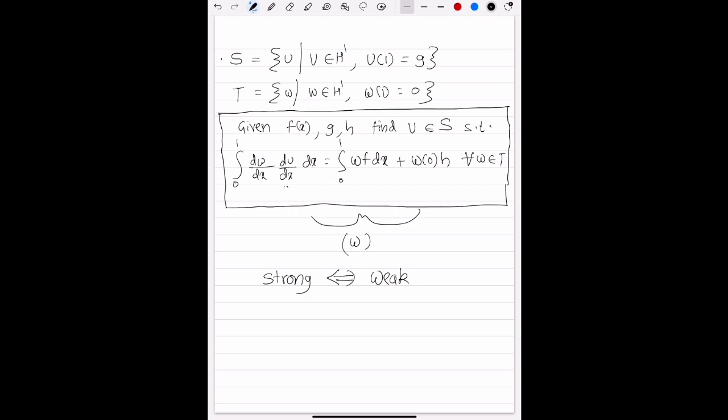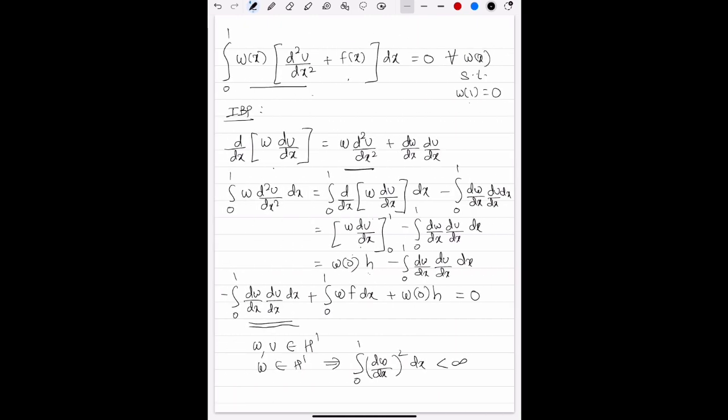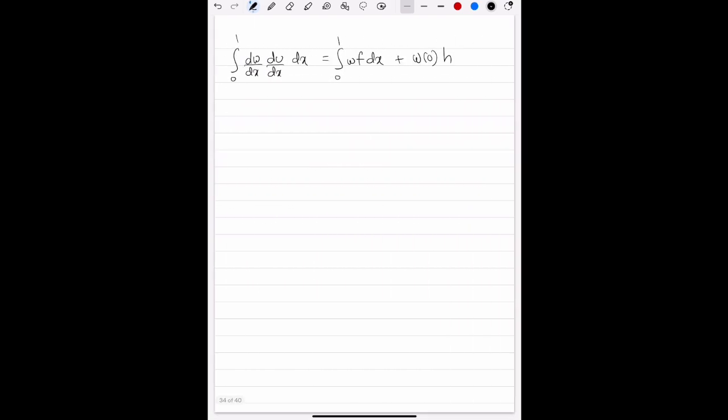Now let's start by showing you how, starting from the weak form, we can derive that the strong form should also be true. Let's start by writing out the weak form. So the weak form is given by integral 0 to 1 dw by dx du by dx is equal to integral 0 to 1 w multiplied by f dx plus w of 0 multiplied by h. To get back to the strong form, we are again going to integrate by parts and essentially follow back the steps that we just used to derive the weak form from the strong form. When we do that, what we get is as follows.